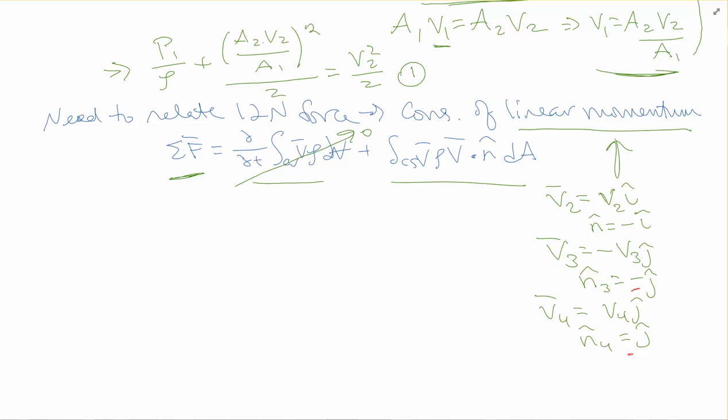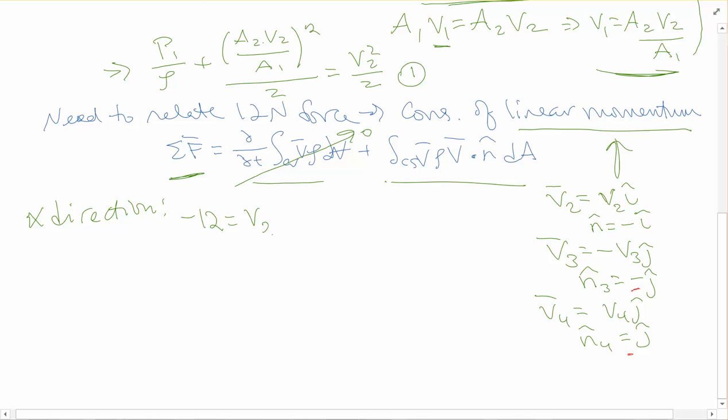Alright, so now that we have that, let's get back to this equation, our linear momentum equation. We know that the sum of the forces is going to be 12. We're going to deal in just the x direction, and we're doing that because our force is in the x direction. So if we do that, let's put negative 12 because it's going to the left. So that's a negative i unit vector. And we're going to set that equal to v2 times rho times v2 dotted with n2.